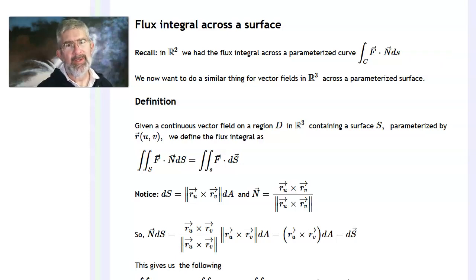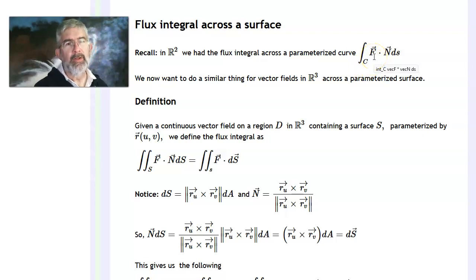Hello and welcome. In this video, I want to take a look at the notion of a flux integral across a surface. Now, this is very much like what we've already done in the plane, where we did both the line integral of a vector field along a curve, and we did the line integral of a vector field across the curve. And across the curve we called flux, and this will be very much the same as that flux integral. So this is what it was when you had a parameterized curve C.